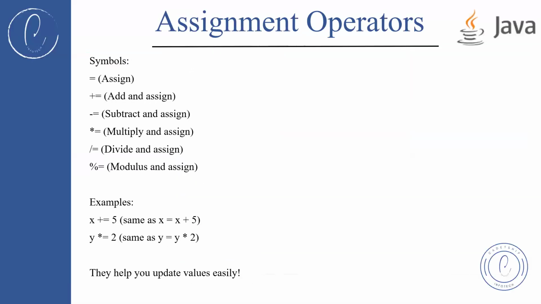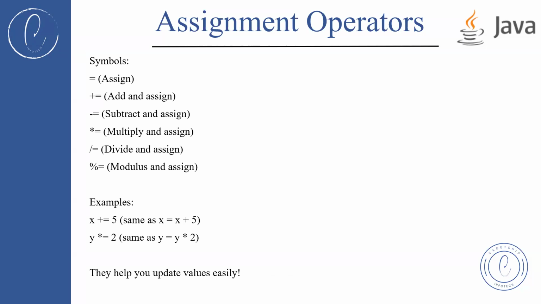Now let's move forward to our assignment operators. What are assignment operators? As the name suggests, assignment means assigning a value. We use them to assign a value and update values. As you can see, our symbols: assign, add and assign, subtract and assign, multiply and assign, divide and assign, modulus and assign. So our first example, x plus equal to 5, is a shorthand for x equal to x plus 5. We are adding 5 to x and then updating the value of x. So these are our assignment operators.